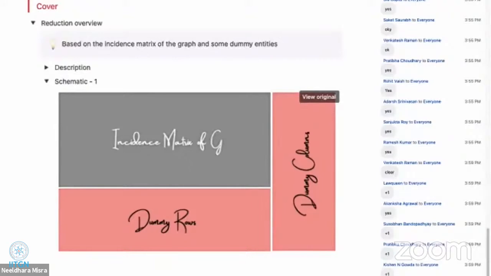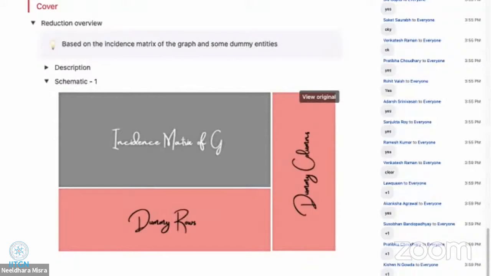Let me also mention what the dummy columns ensure. The dummy columns ensure that the changed rows only come from the gray region, that we never have to change a dummy row. How do we do that? Well, one way of doing that is to say that the dummy columns have a single one, so they're very sparse here.